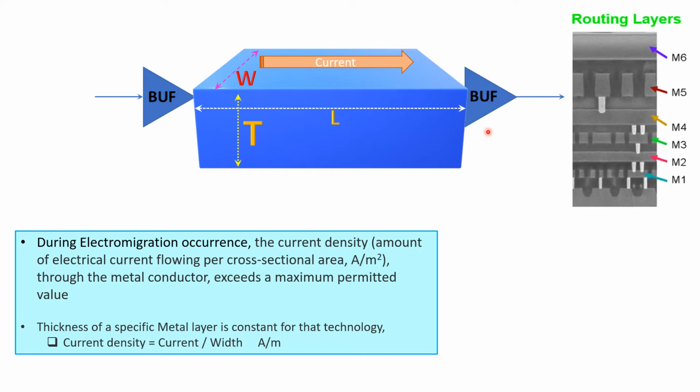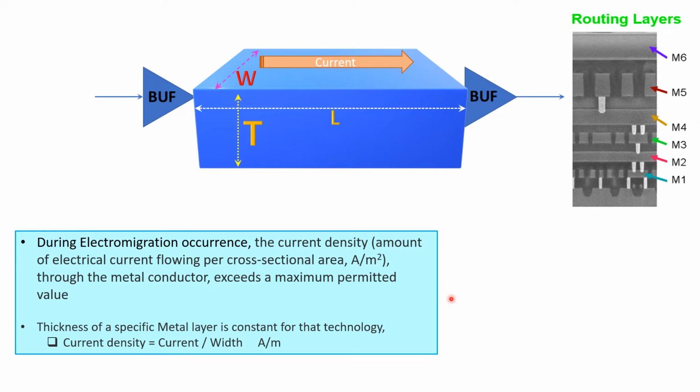In the technology I am showing here, which is only one specific technology, the layers are M1 to M6. But in the lower geometry nodes, the number of metal layers can be many. Here this is metal 1, this is metal 2, and this is metal 3. This is metal 4, metal 5 and metal 6.